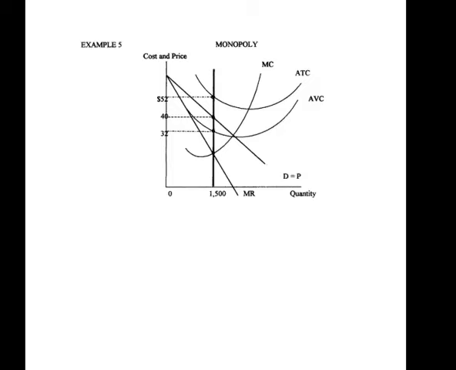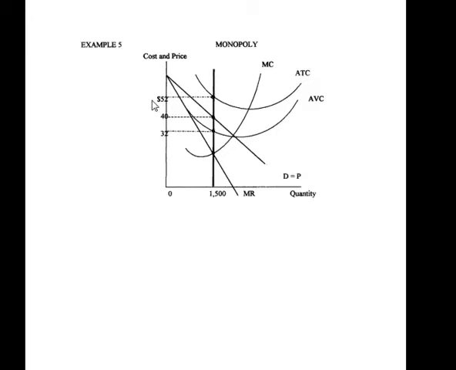$8 is going towards their fixed cost. Remember, the difference between average total cost and average variable cost is the average fixed cost. So for every one of these units that they sell at $40, they're paying all their variable costs, $32 to produce each unit. They're paying $8 towards their fixed cost, which are $20.